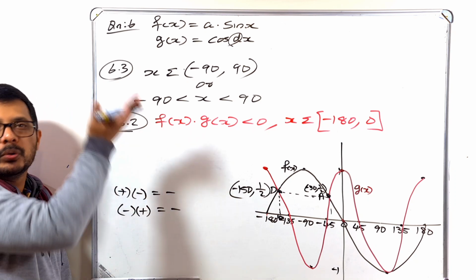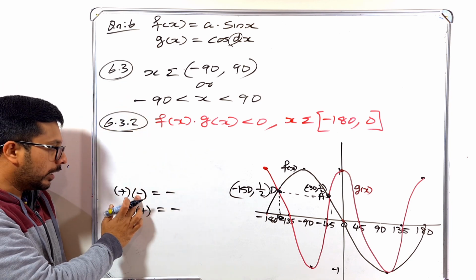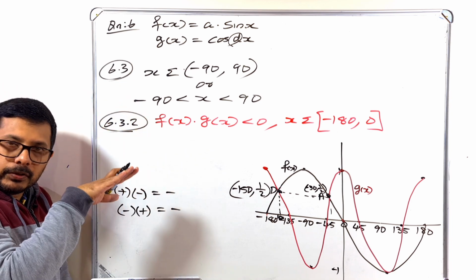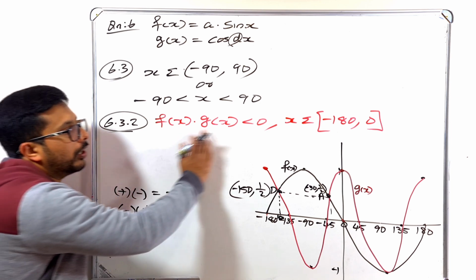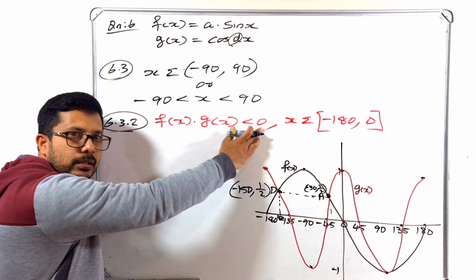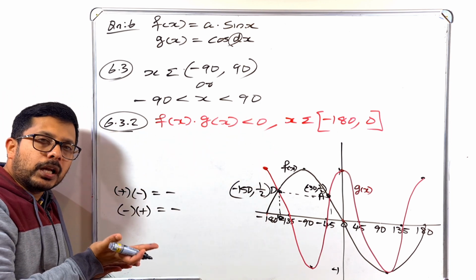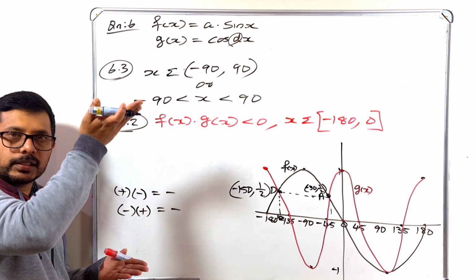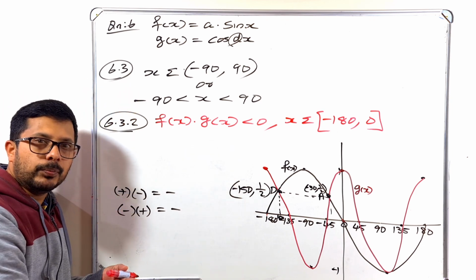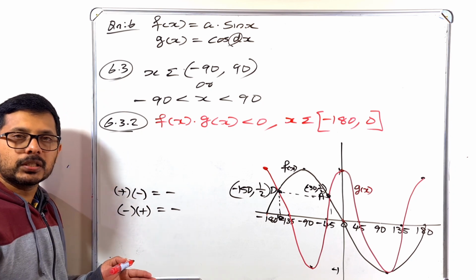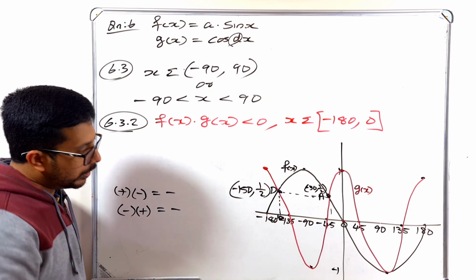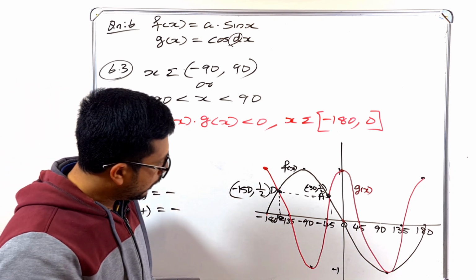So when can you say that a graph is positive? When it is above the x-axis. When can you say that the graph is negative? When it is below the x-axis. So anyway, if you want to get a negative answer, it means that one graph must be above the x-axis and the other graph must be below the x-axis. Positive times negative is negative. Okay, so look at this one.